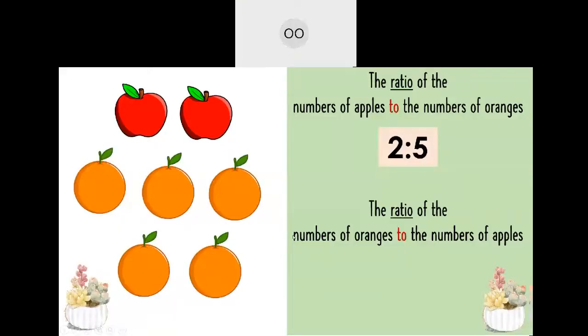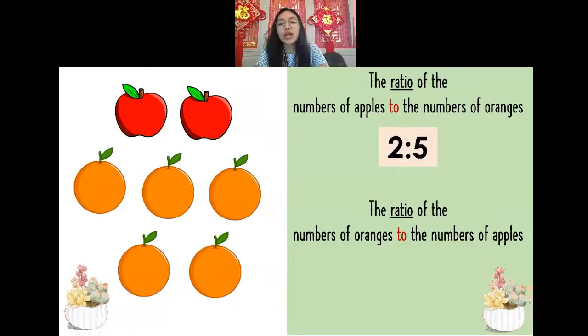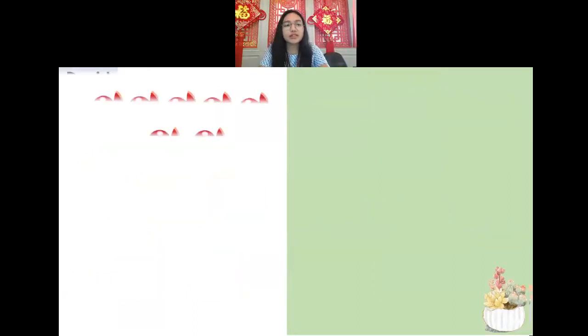Okay, let's continue. Next we have the ratio of the number of oranges to the number of apples. The first mention there is oranges, so the first one you write is the number of oranges, and the next one is the number of apples. So we have 5:2. All right, now let's proceed.